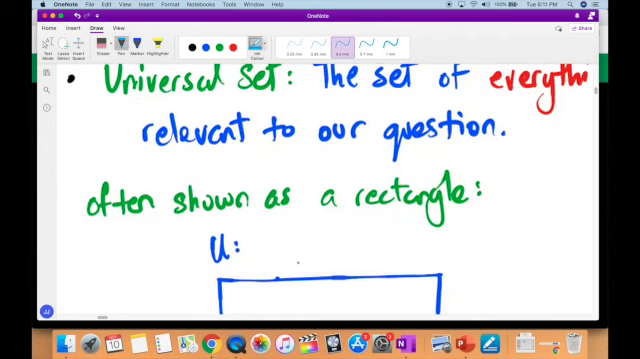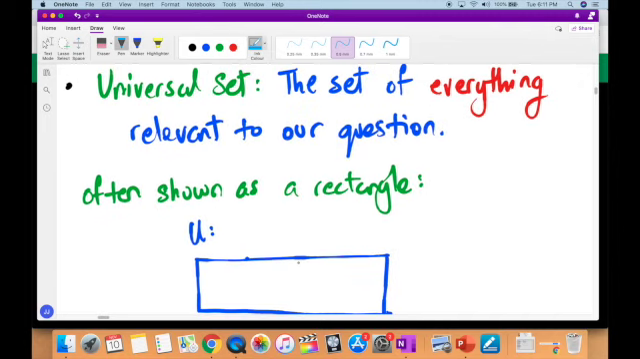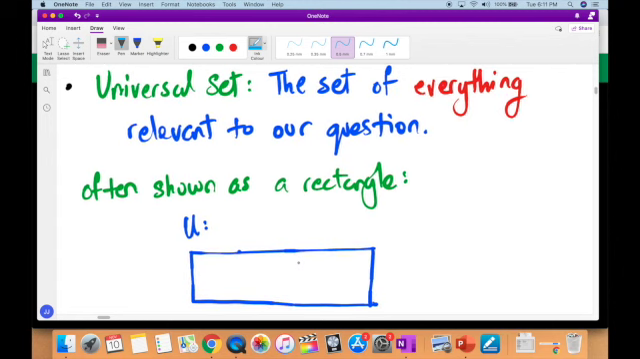Then we spoke about the universal set. Remember, this is just a quick review of everything, but you are going to want to write it down because it's a nice summary, and you'll have everything in your book in a list, right? So the universal set is essentially the set of everything. Everything that is relevant to our question.